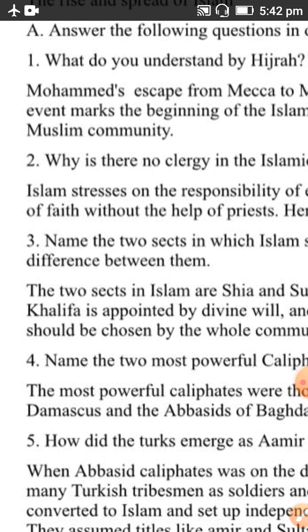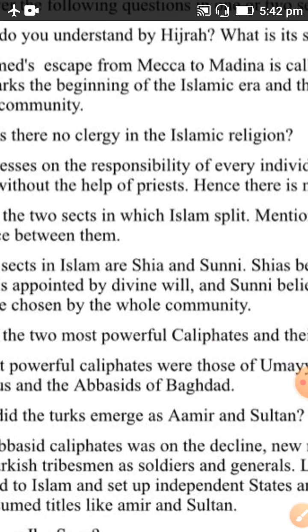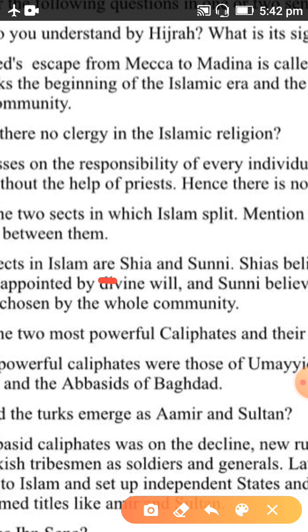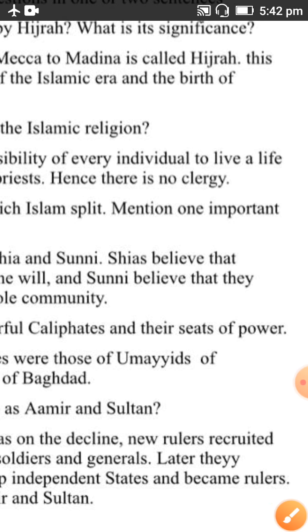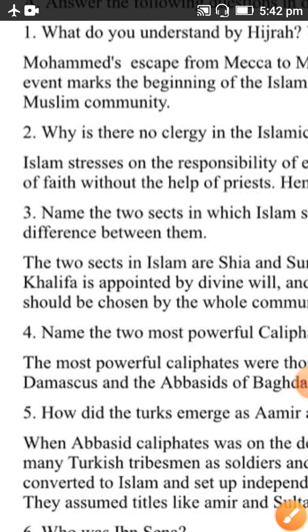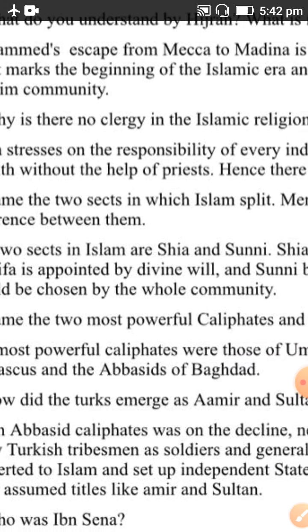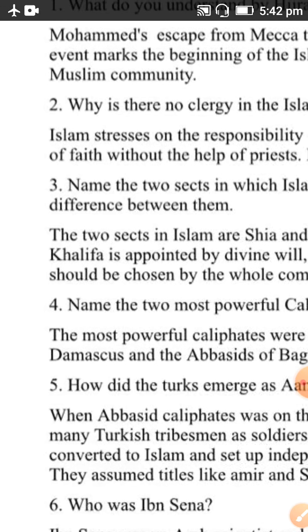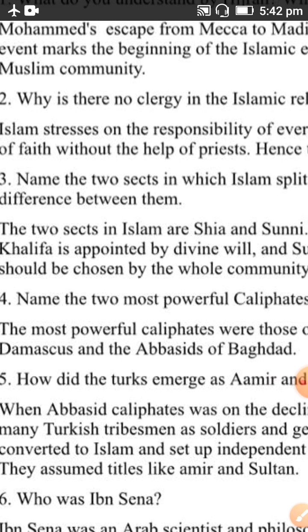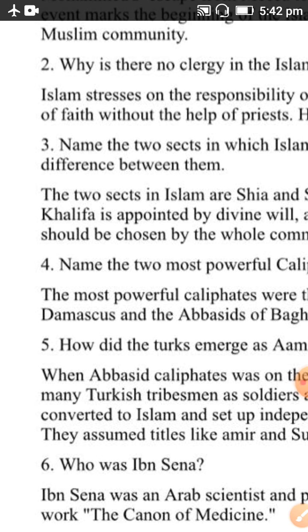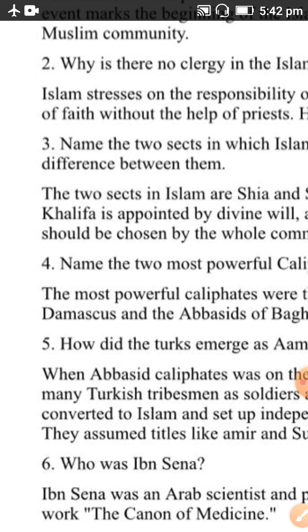Next question, question number 3. Name the 2 sets in which Islam is split. Mention one important difference between them. So the 2 sets in Islam are Shia and Sunni. Shias believe that the Khalifa is appointed by divine will, and Sunnis believe that he should be chosen by the whole community.